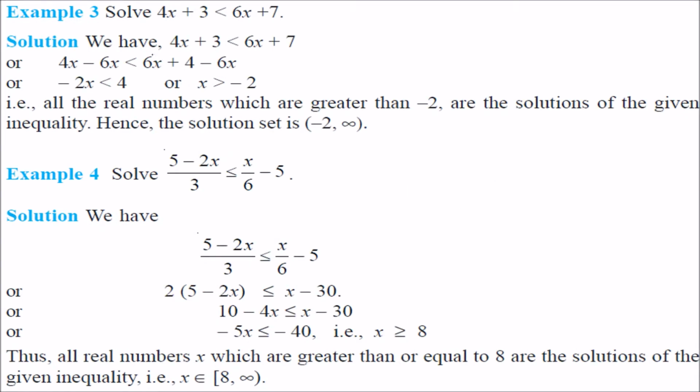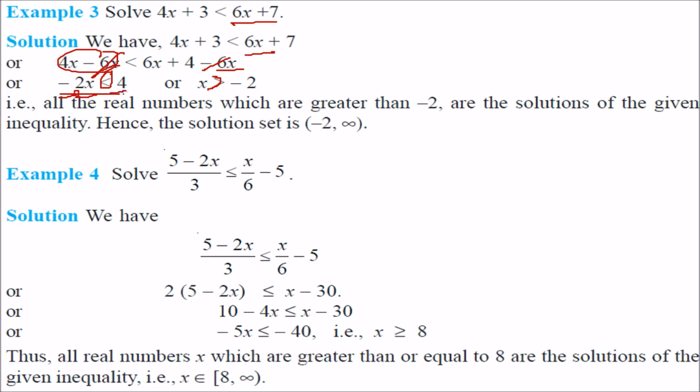Then 4x plus 3 is less than 6x plus 7. Again same thing we are going to do. We'll try to eliminate this 6x. So let us subtract 6x from both the sides. Now we have minus 2x less than 4, since 4x minus 6x is minus 2x. Let us divide both the sides by minus 2. And as we divide by minus 2, we need to reverse the sign. So this will be greater than.